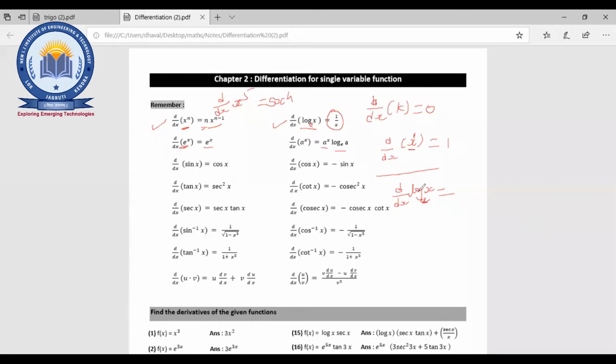That means 1 upon x ln a. Yes, 1 upon x ln a. This is the natural log, right?